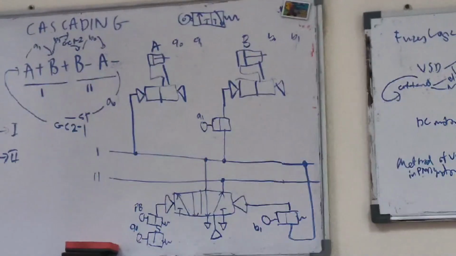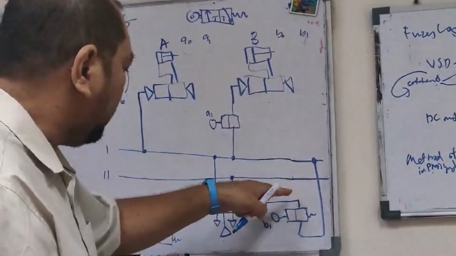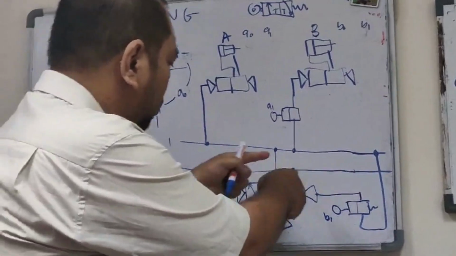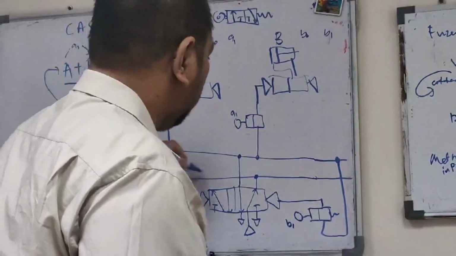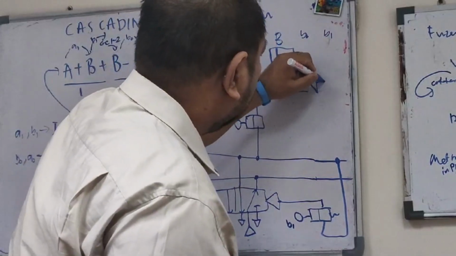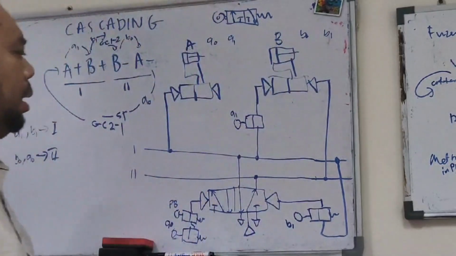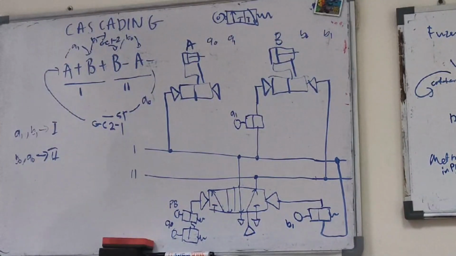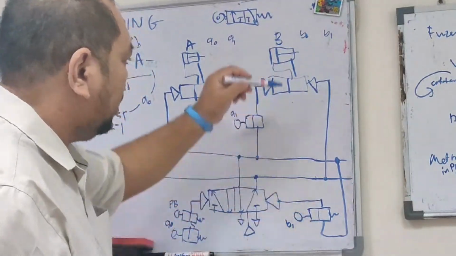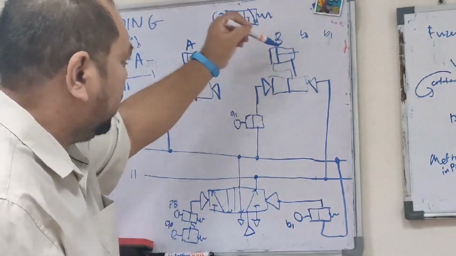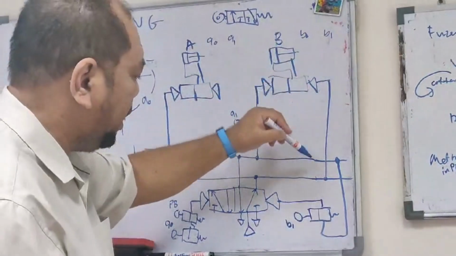Okay? So the source of power is group 1 for B1, and when it activates, it changes from group 1 to group 2. And then when it is in group 2, this group 2 directly powers the retraction of cylinder B. So it is activated by B1. B1, you know, will activate the retraction.